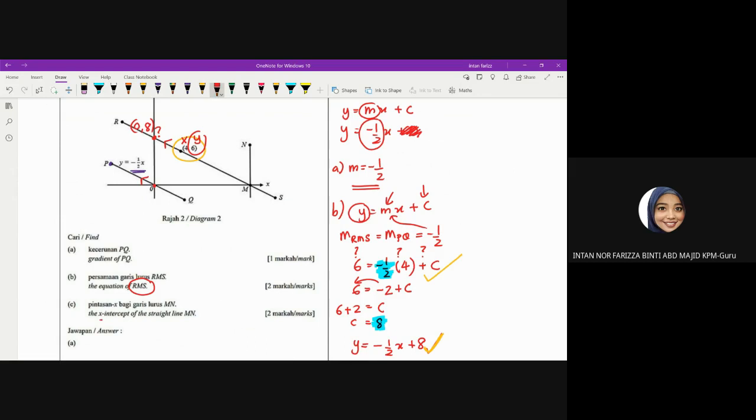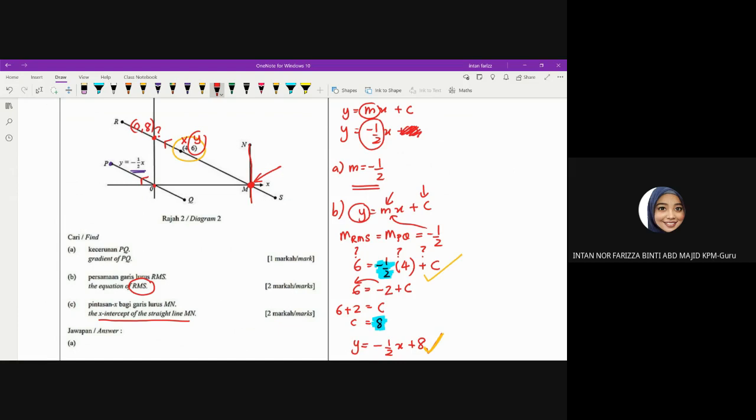Okay, next dia kata apa? Find the x-intercept of the straight line MN. So let's look at MN. This is MN, isn't it? So the x-intercept is actually this point. And this point at the same time is actually the x-intercept of RMS. Okay, I repeat. This red line, this red dot, okay, dia ada dua function tau. First, as the x-intercept of RMS, and also the x-intercept of MN. So we don't have any information about MN, isn't it?